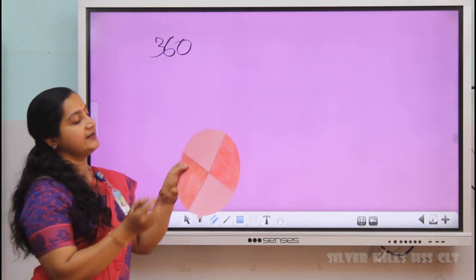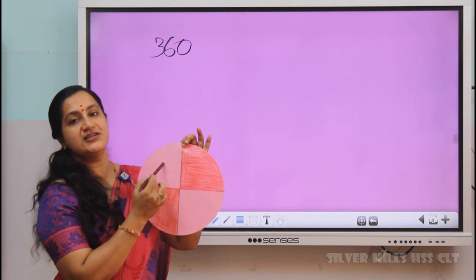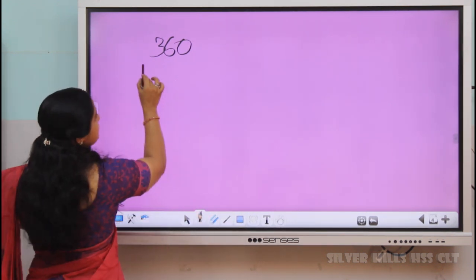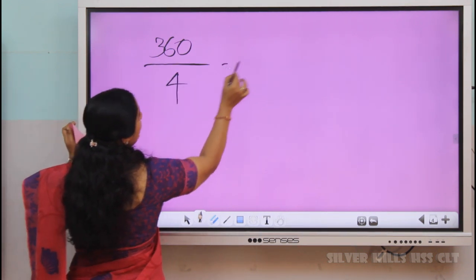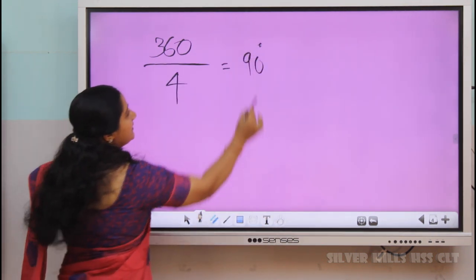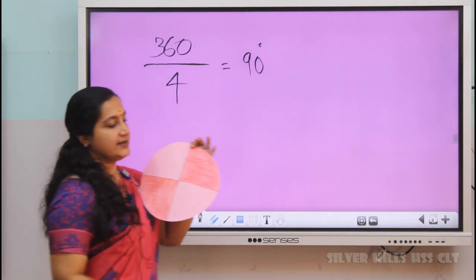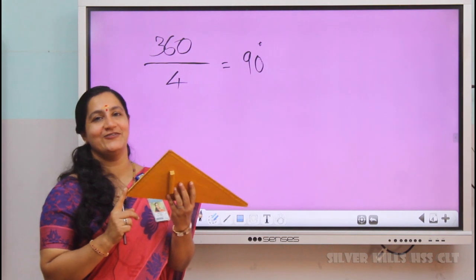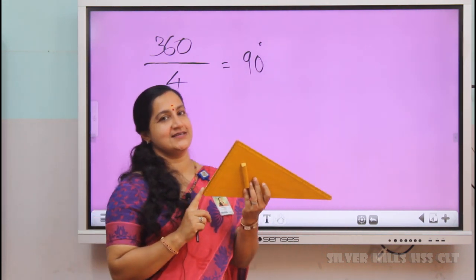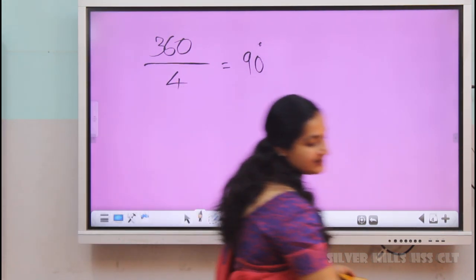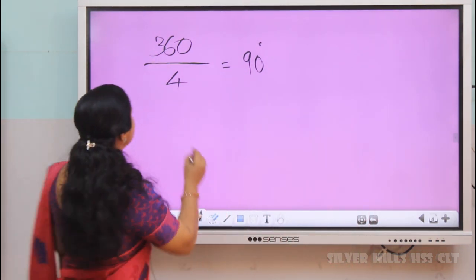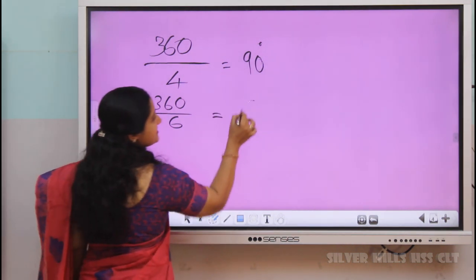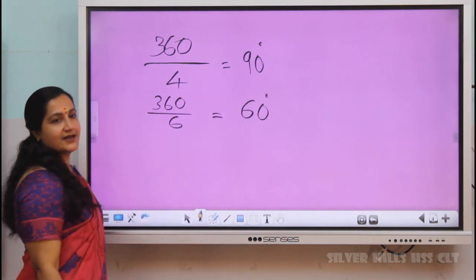So we want to find the angle of each part. Now what can we do? 360 divided by 4, we will get 90 degrees. Similarly, using this corner, we can divide the circle into 6. So how can we find each angle? It is 360 divided by 6. It is 60 degrees. Okay.